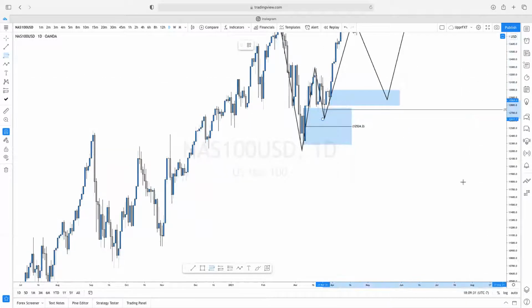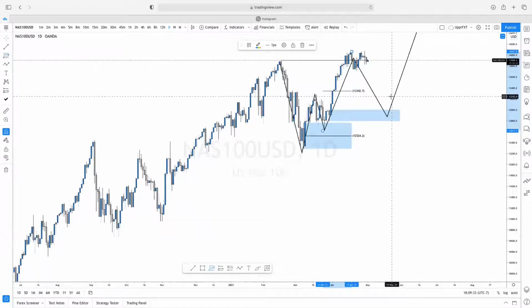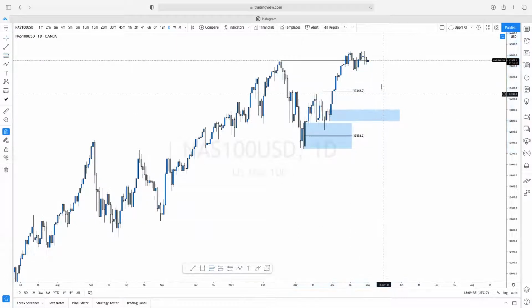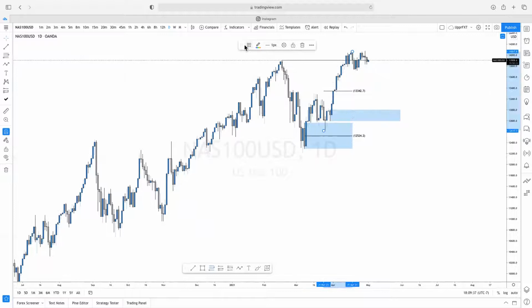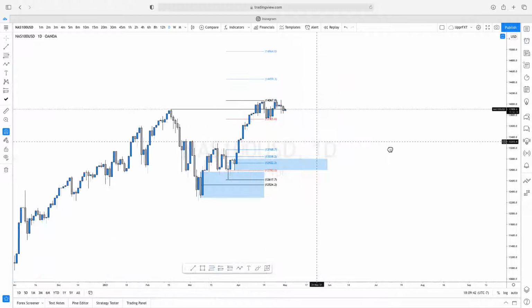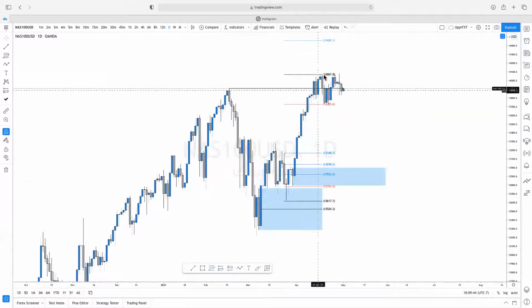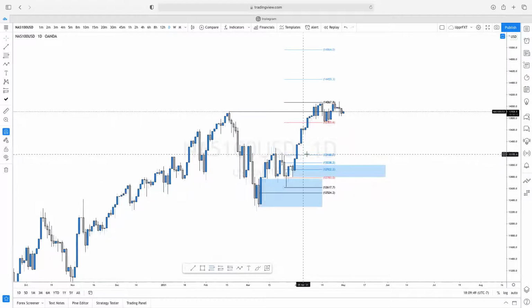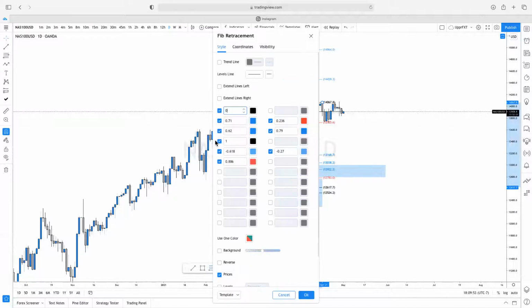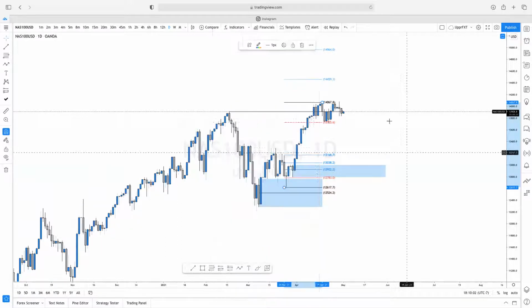Let's go ahead and throw a fib on it too, to see if there's any extra confluences on this whole swing up. This is my fib, swing low to swing high. The 61.8, I believe I've refined it to 62. Yeah, I did refine it to 62. So 62%, 71, and 79.